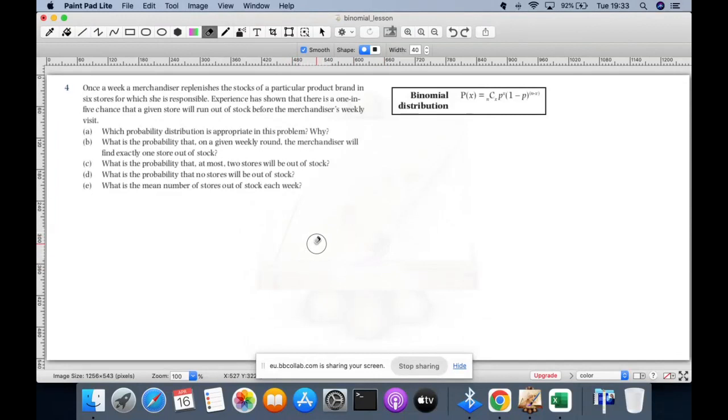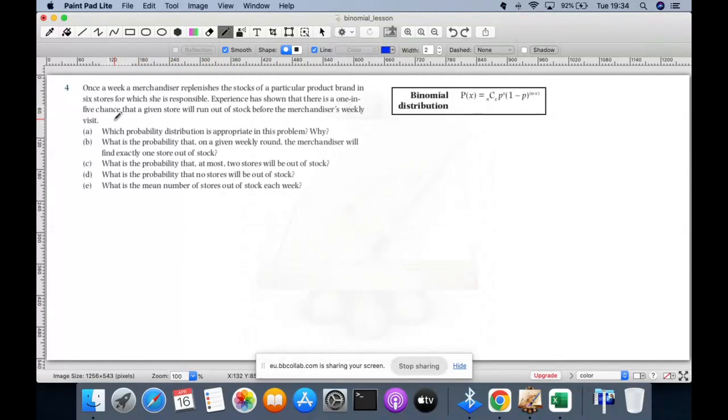Okay, so in this whiteboard, I have binomial distribution there, so we're going to be talking about that. But in the exam or the assignment, you won't know whether it's a binomial distribution. You have to be able to identify that you can use a binomial distribution to work out these probabilities. So let's just read this problem first, and then I'll explain how to identify that you can use the binomial distribution. The problem says, once a week, a merchandiser replenishes the stocks of a particular product brand in 6 stores, for which she is responsible. Experience has shown that there is a 1 in 5 chance that a given store will run out of stock before the merchandiser's weekly visit.